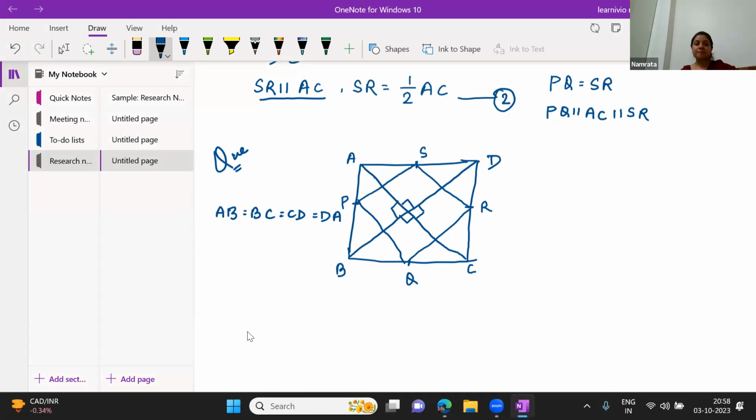Now, we have to show that PQRS is a rectangle. So at first, can we say that in triangle BCD, just like the previous one, okay? In triangle BCD, we are joining two midpoints. And once we join two midpoints, that will be parallel to the third side and length is half of the length of the third side, right? So we can say RQ is parallel to BD and RQ is equal to half of BD.